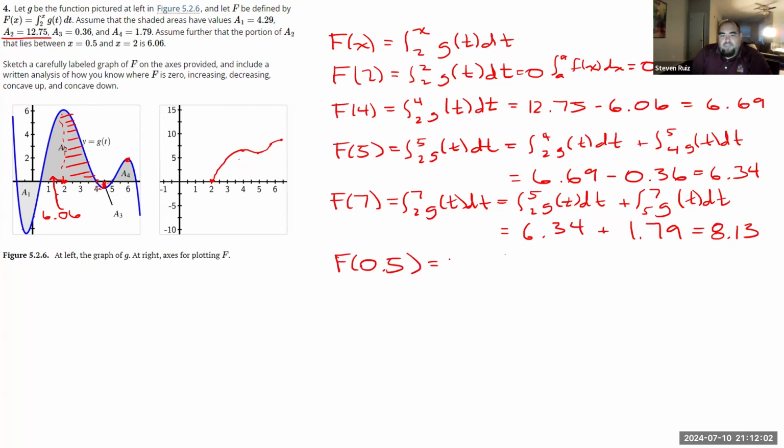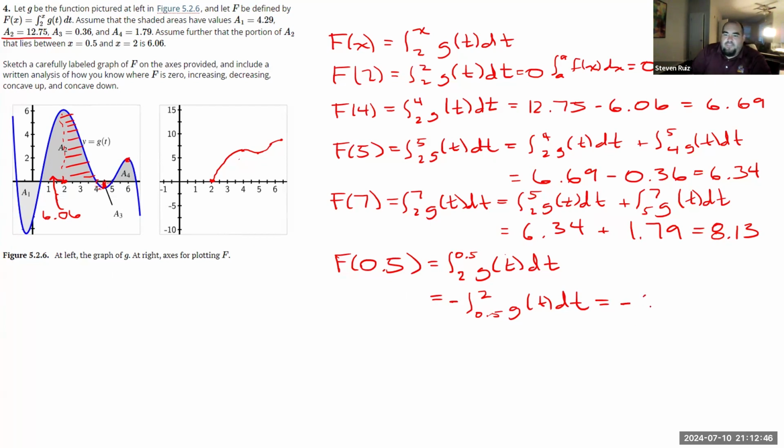Well, we're still following this function. F of 0.5 is going to be equal to the integral from 2 to 0.5 of g of t dt. It might look a little strange to see the upper limit of this integral be a smaller number. So let's change that. An integral property we know is that if you swap the interval, that just negates the value of the integral. So the negative integral from 0.5 to 2 of g of t dt is equal to what? That was actually something that was given to us as 6.06.